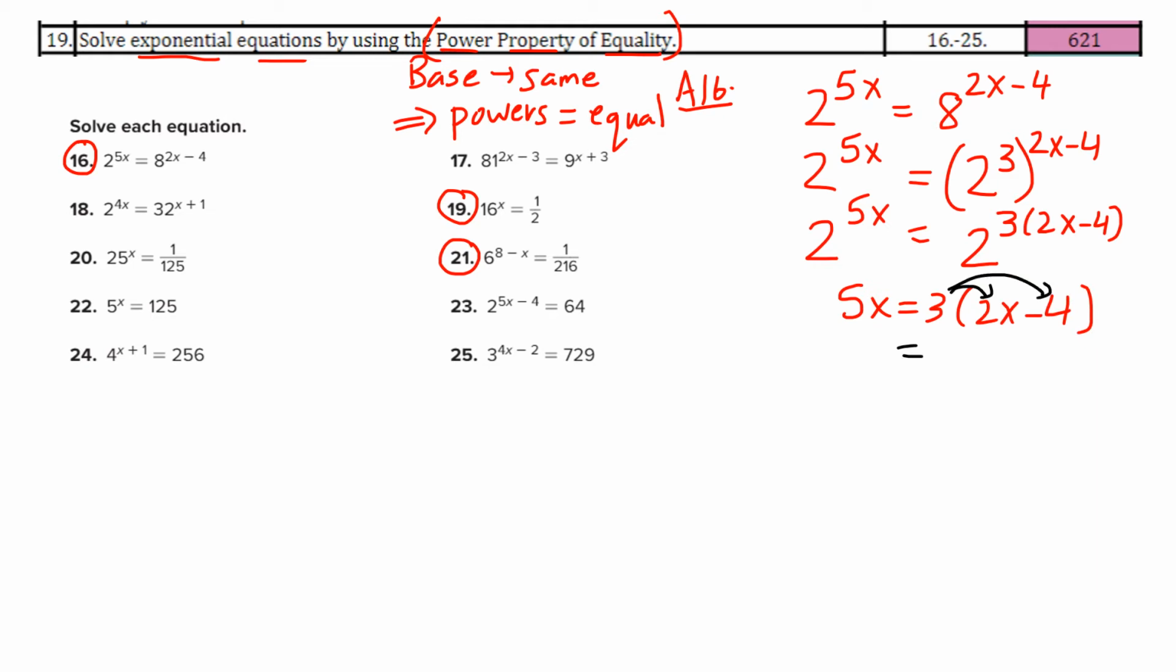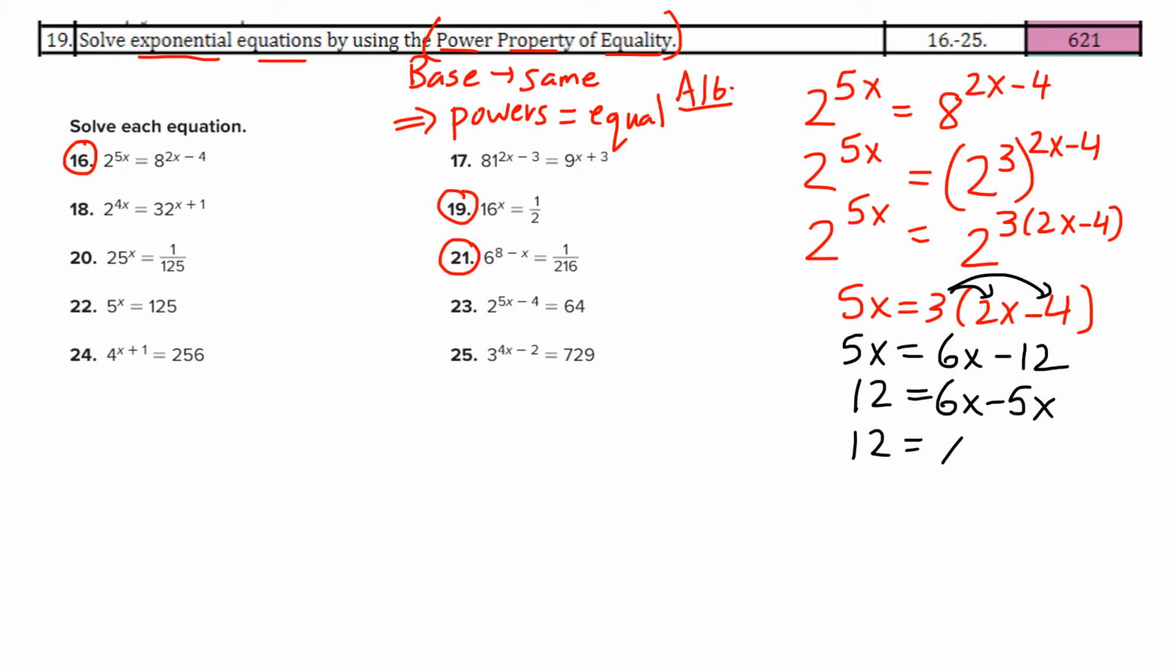You'll distribute this 3. So 3 multiplied with 2 is 6x, minus 4 with 3, 12. Amazing. Now I need x, so I'm going to definitely isolate it. Let me take this 5x here. It changes sign. Let me take this negative 12 on the other side. It changes sign as well.